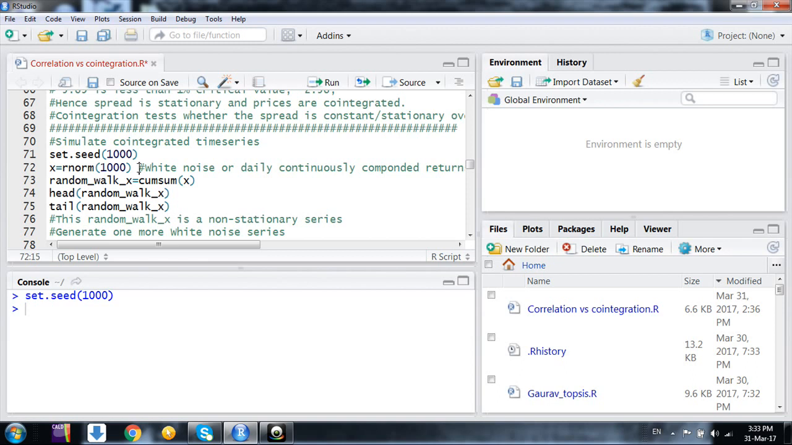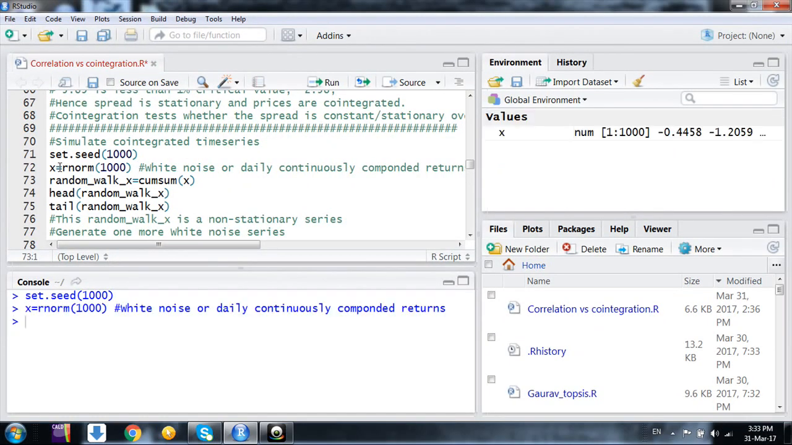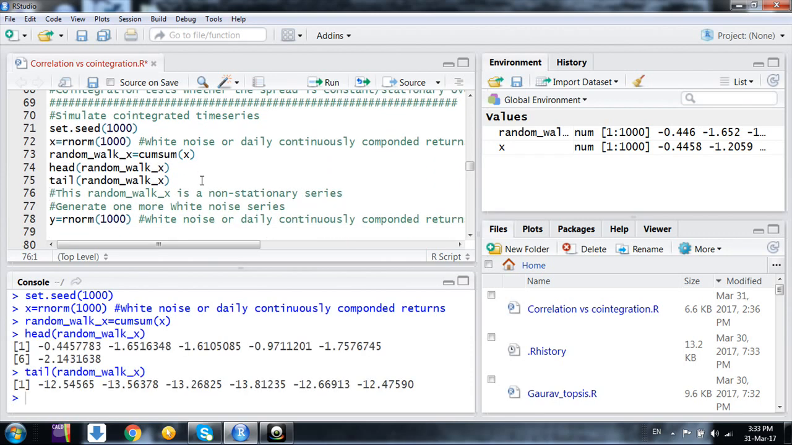Okay friends, first I generate a white noise x using the rnorm command, which gives us normal random variables with mean 0 and standard deviation 1. Clear? Then I use the cumsum command, the cumulative sum, to make a cumulative series of this, and I name it random walk x. This is our first random walk series, and it is a non-stationary time series.